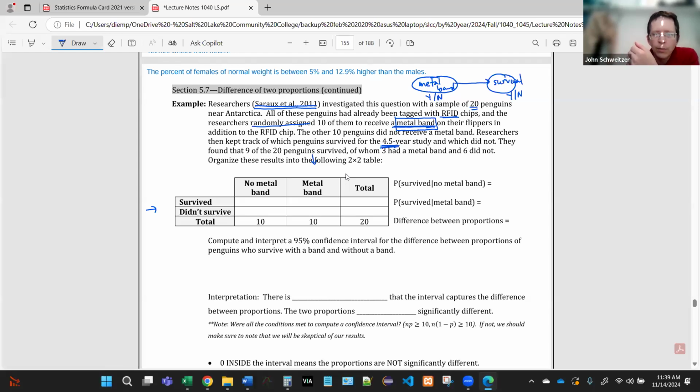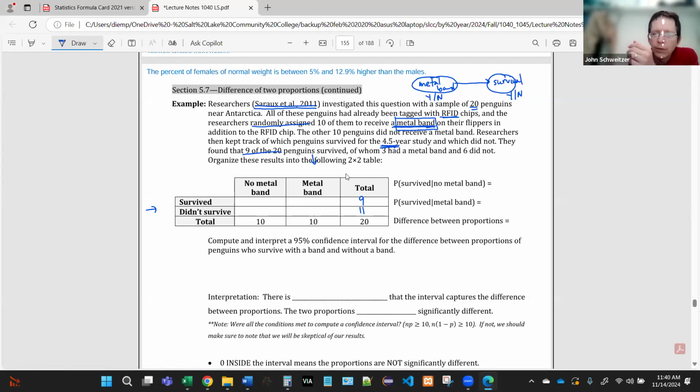Okay, so what were the results? There were 20 total, and let's read through here. It says researchers kept track of the ones that survived. They found that 9 of the 20 penguins survived. So that's over here in the margin, we can put 9. And pretty much every time you get a number, you can use addition or subtraction to find another number or two. So if there's 9 here and there's 20 here, there must be 11 there, right? So that means 11 died during the 4.5 years.